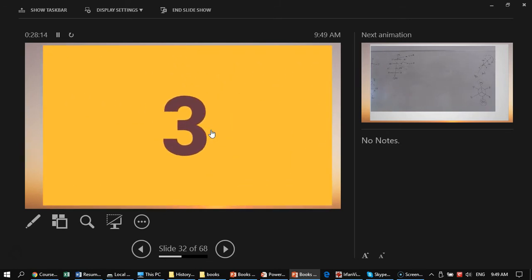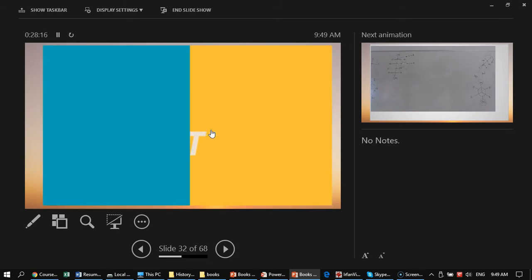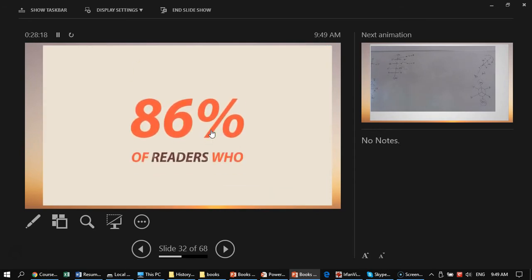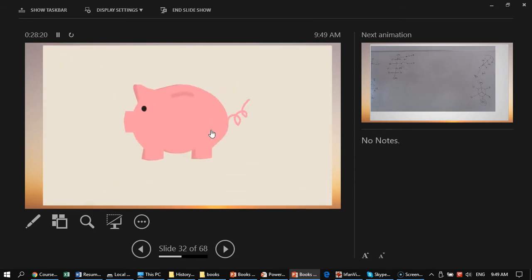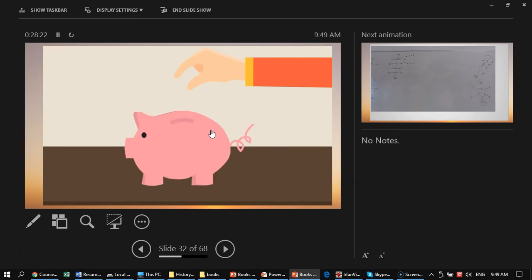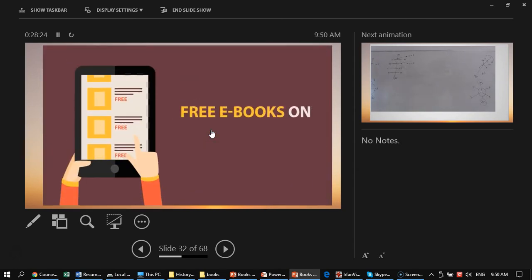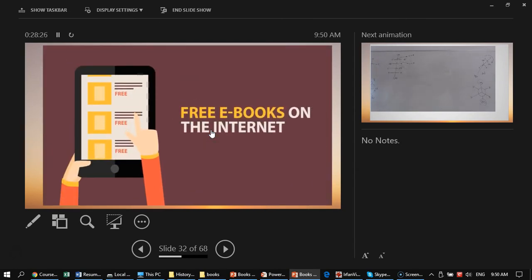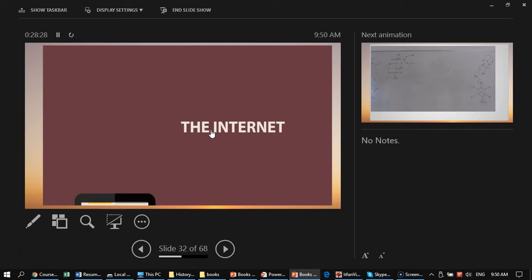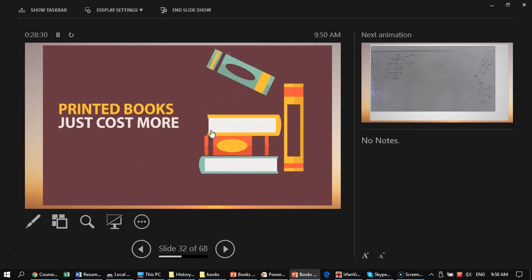Round 3. Let's talk about the cost. 86% of readers who have devices find e-books cheaper than printed books. There are also free e-books on the internet, which is also one reason why they choose to read e-books. Printed books just cost more.